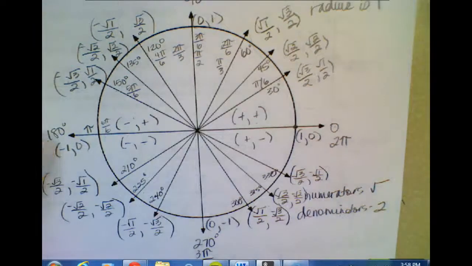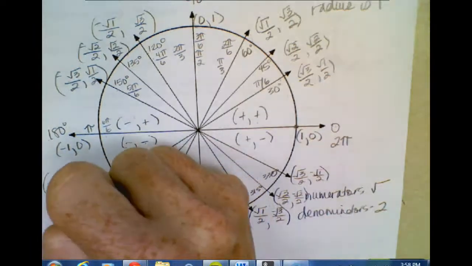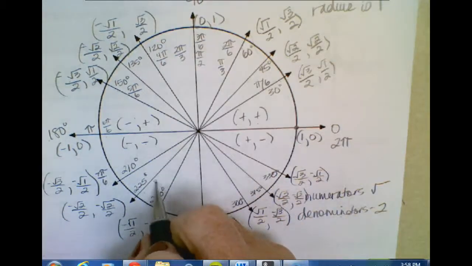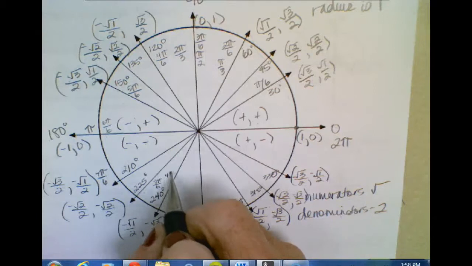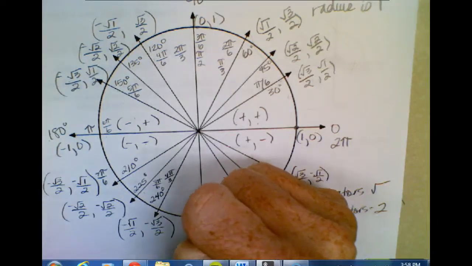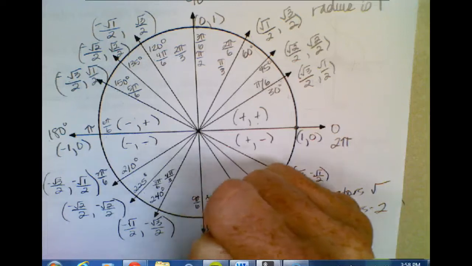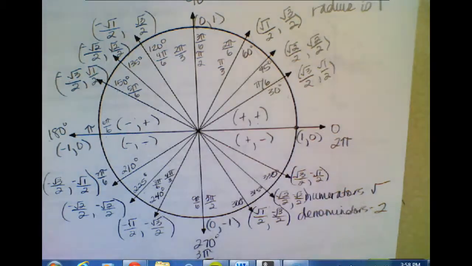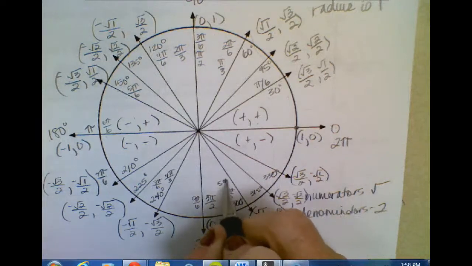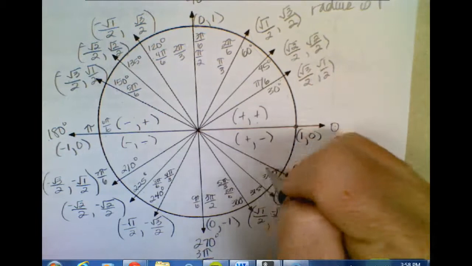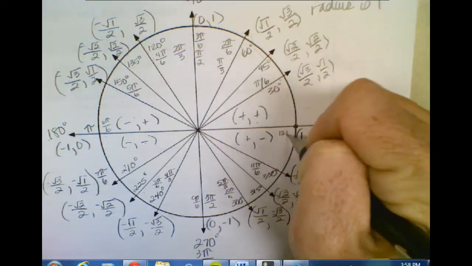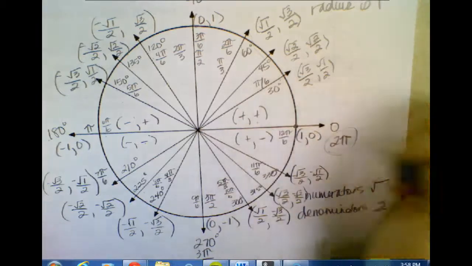Okay? Keep going. You'd have 7 pi over 6. 8 pi over 6, which reduces to 4 pi over 3. And 9 pi over 6, which reduces to 3 pi over 2, which we had from the original. Keep going around. 10 pi over 6, which reduces to 5 pi over 3. And 11 pi over 6. And then 12 pi over 6, which would be what? That would be 2 pi, which is what we said we have there.